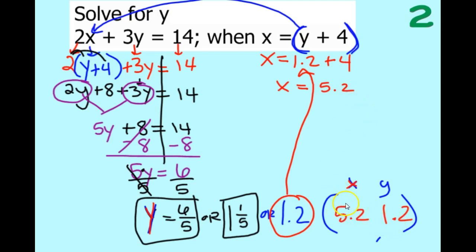Or 5 and 1/5. So this is my answer, x comma y, where these two lines would cross if they were both solved for y and graphed.